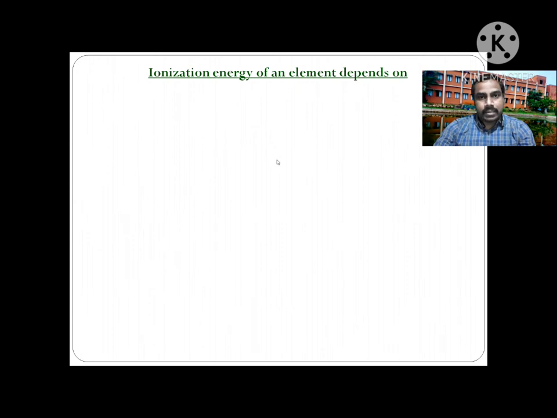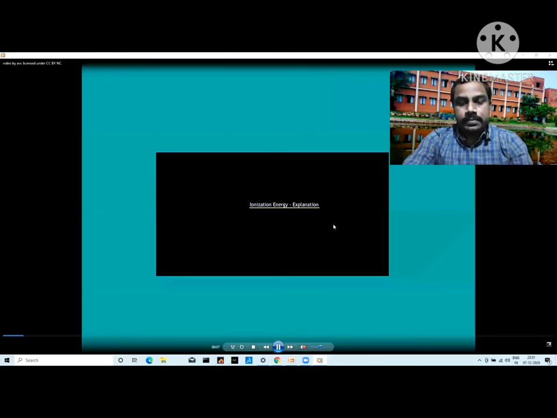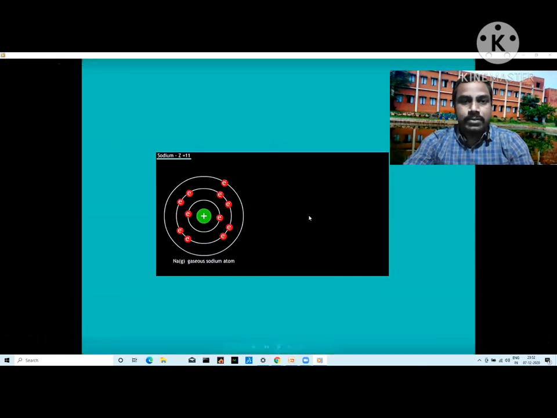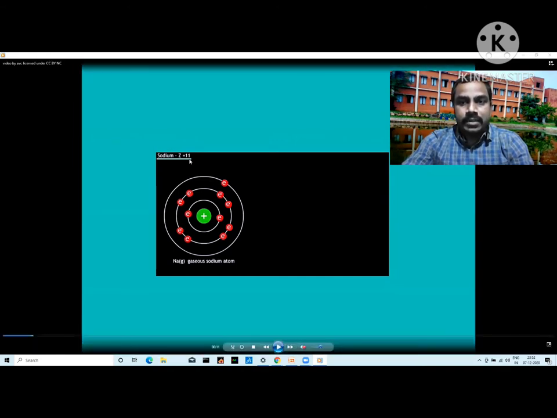The ionization energy of an element depends on several factors. Ionization energy explanation. A very simple example to explain ionization energy: the simplest atom from the first group, sodium atom, its atomic number is 11. It consists of 11 electrons. These 11 electrons are distributed in various atomic orbitals within the sodium atom. The electronic configuration of sodium atom is 1s2, 2s2, 2p6, 3s1. Here, n equal to 1 first shell, n equal to 2 second shell, n equal to 3 third shell.